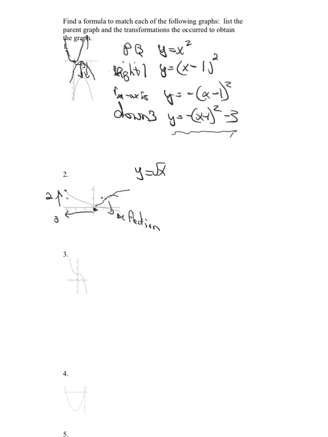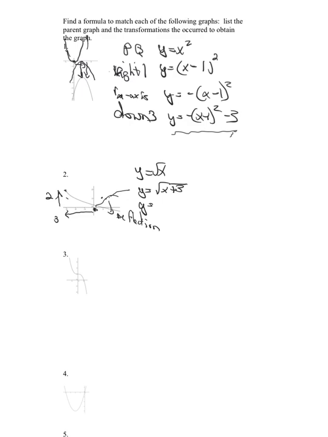So let's put those in. We've got y equals square root of x. We're moving to the left 3. So under that radical is going to be x plus 3, because again, it goes the opposite way from the way you think it's going to go. So we're going to make it x plus 3 under that radical.